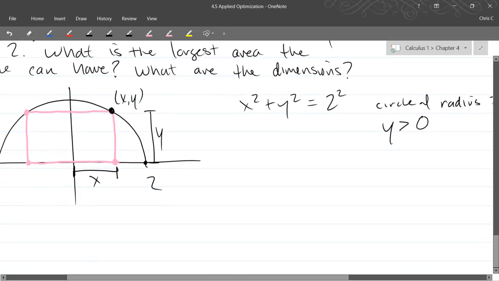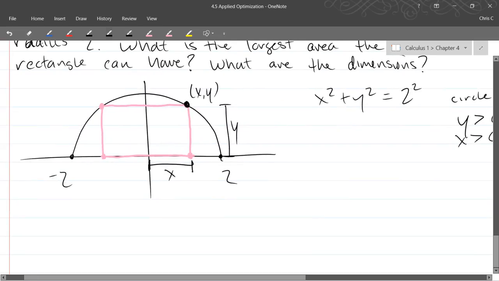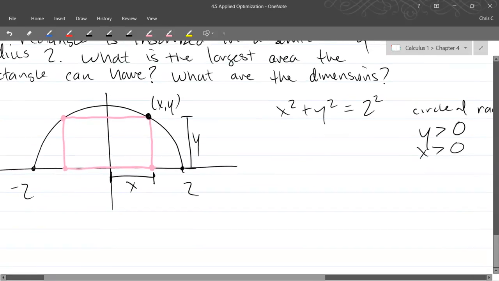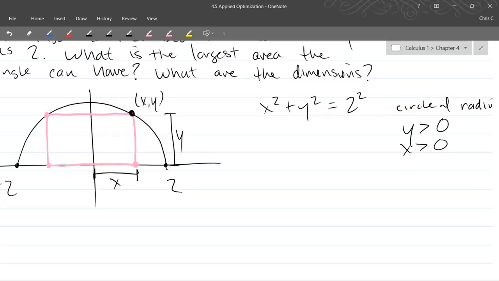And the way I drew it, x should be bigger than 0. If x is less than 0, I would be talking about the point on the other side right there. So the point I chose, x y, I chose x to be positive. So at least in our scenario, x and y should both be positive, the way I drew it.